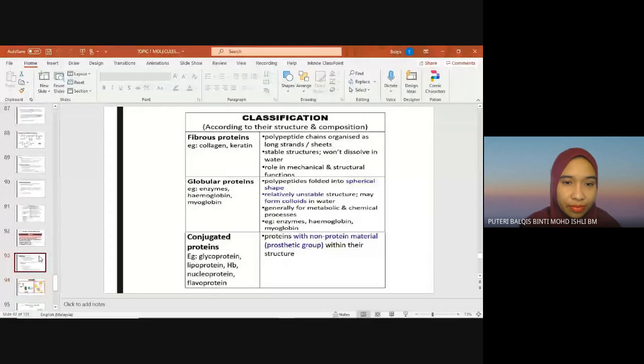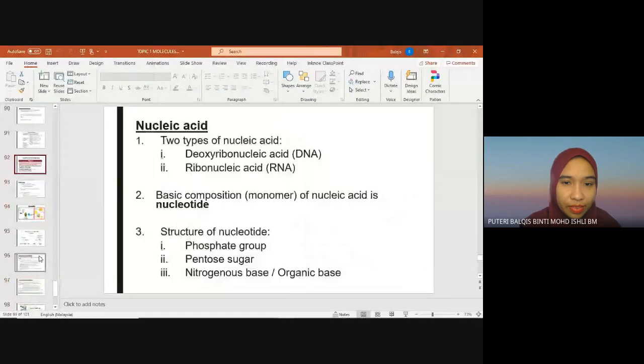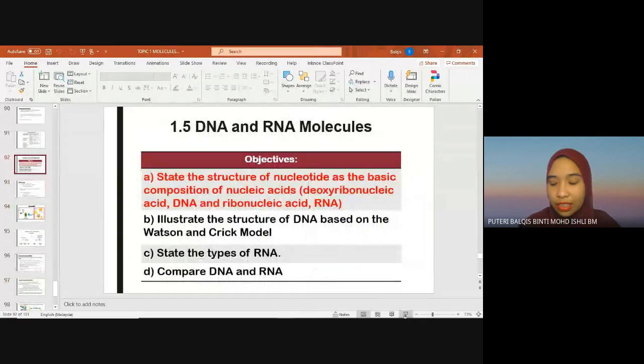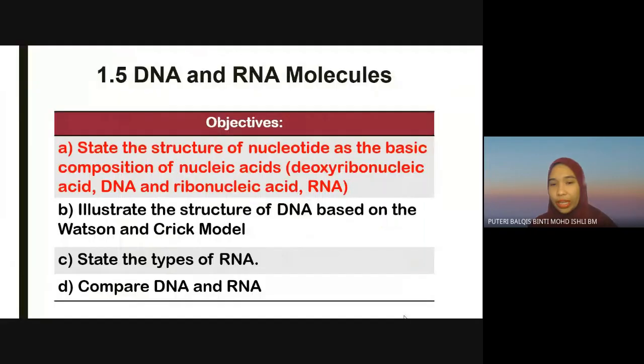Alright, so kita akan sambung. Kita stop dekat protein kan, DNA and dengan RNA molecules kita tak masuk lagi kan. Okay. Yang ni tak masuk lagi kan? Belum, okay.